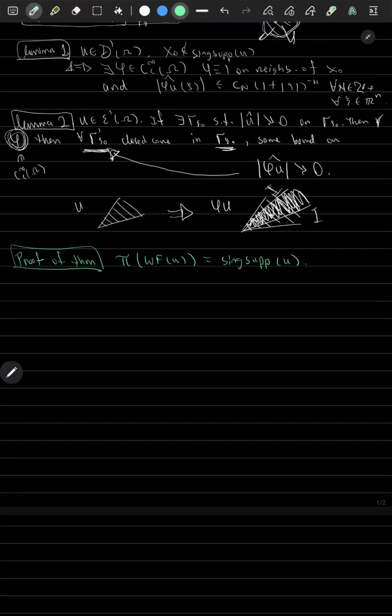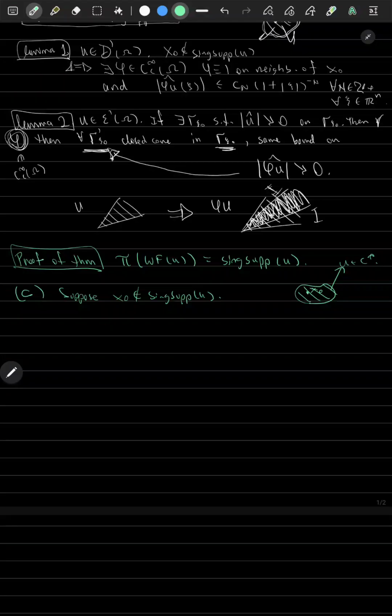Okay, so first let's do this direction here. So this guy is contained in this guy. We're going to prove it by contrapositive, or I don't know how this argument is actually called for sets. It might not be called contrapositive. What I'm going to do is take a point that's not in this one, in the complement of this one, and show it's in the complement of this one. So suppose x0 is not in the singular support of u, which would mean, again, that around x0 there's a little neighborhood such that u is C infinity here.